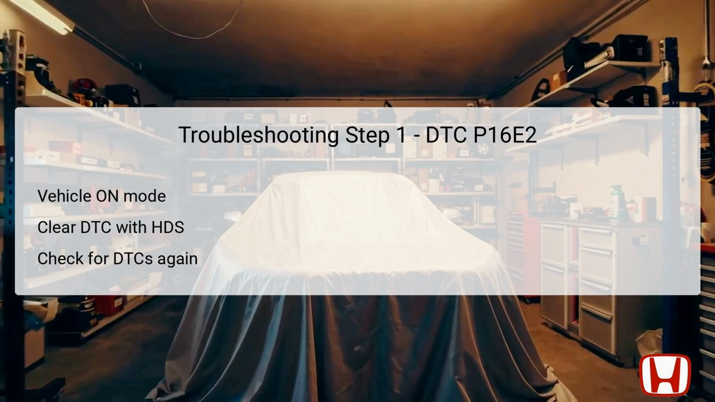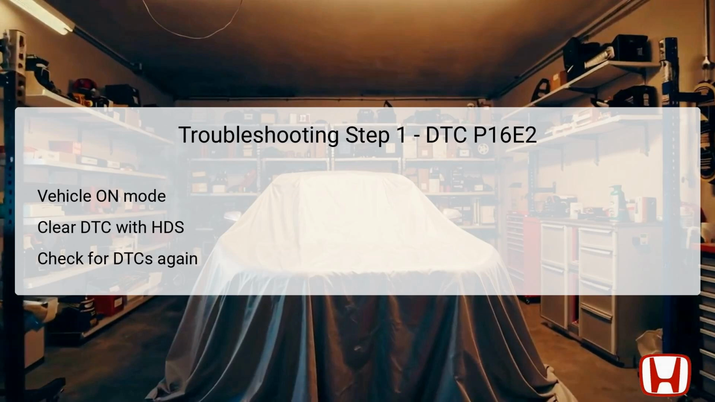These symptoms serve as warnings, prompting the need for diagnostic procedures to investigate the underlying causes of the DTC. To begin troubleshooting DTC P16E2, the initial step is to turn the vehicle to the on mode without starting the engine. By entering this mode, systems are activated, allowing you to gather data and perform diagnostics effectively. The next step involves using the HDS, or Honda Diagnostic System, to clear the existing DTC codes. This process ensures that you are starting from a clean slate before further tests are conducted.